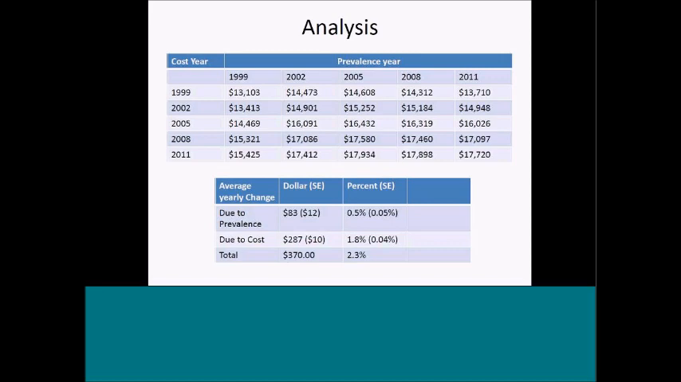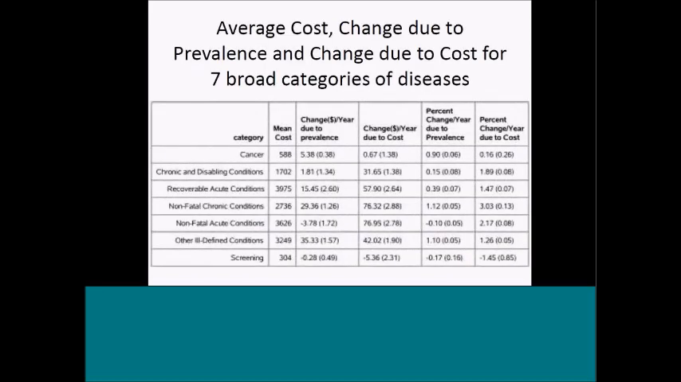Now we are in the process of doing the analysis for the spending down and so on. We also did the analysis for the 7 broad categories of diseases like cancer and so on. Again, the change is a lot more because of the cost, not because of the prevalence. Similarly, we had done it for 28 categories, 38 categories, so as many categories as possible.